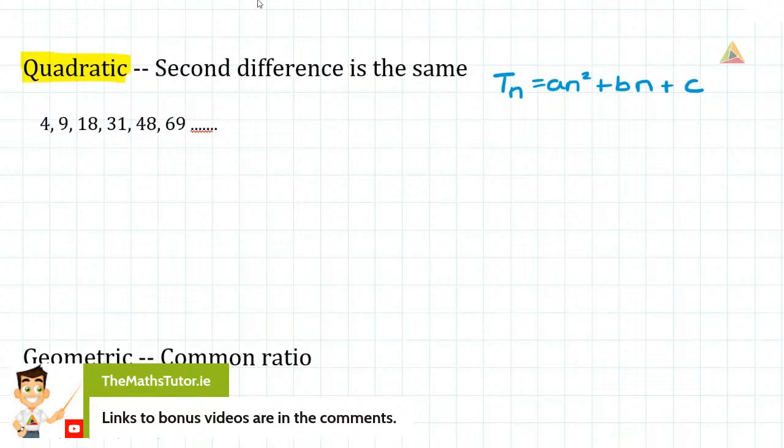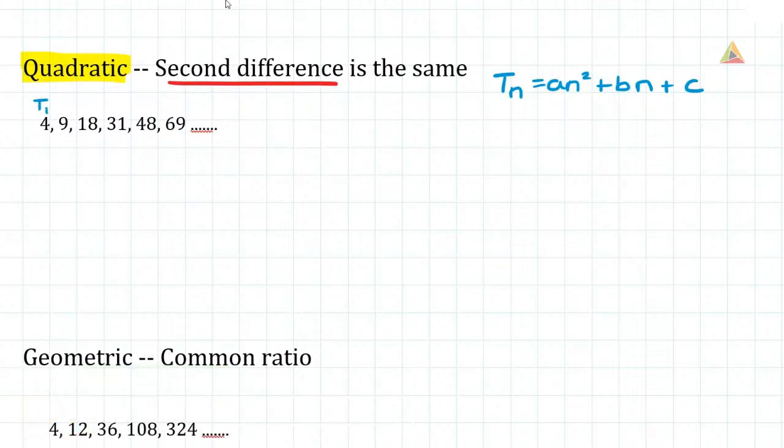So to investigate if something is going to be a quadratic term, this time we look for the second difference being the same. So we're going to do the same thing that we did. My first term T1 is 4, my second term T2 is 9, my third term T3 is 18, my fourth term T4 is 31, and so on. And we're going to subtract.